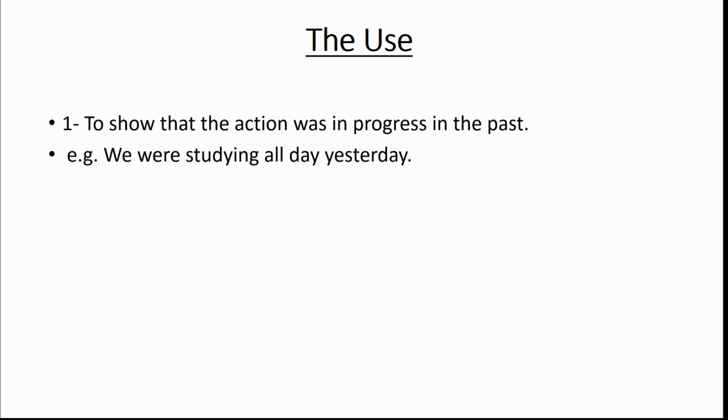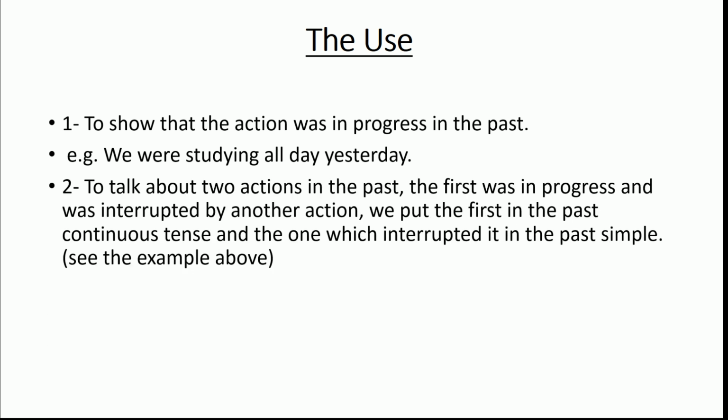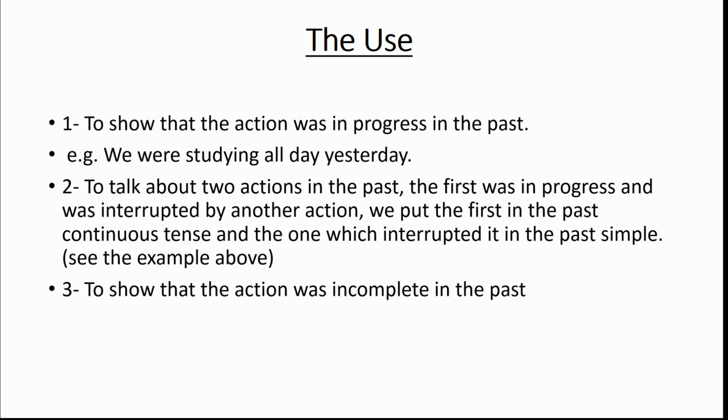Here, all plus a time expression, all day, shows the progress, the continuity. Now, number two, to talk about two actions in the past. The first was in progress and was interrupted by another action. We put the first in the past continuous tense and the one which interrupted it in the past simple, like the example above. Number 3, to show that the action was incomplete in the past.